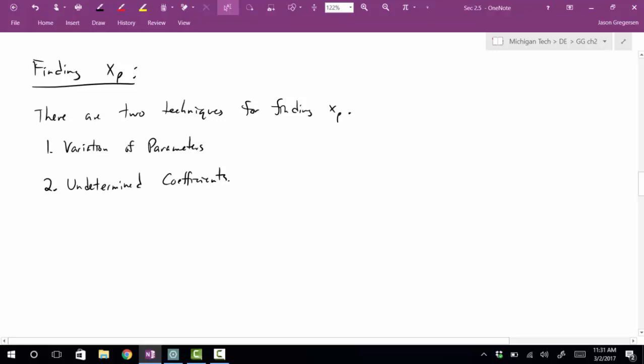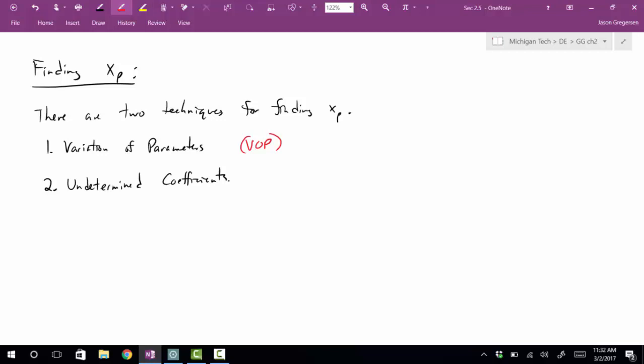We're going to learn two techniques for finding xp. The first one is variation of parameters, sometimes abbreviated as VOP. And the other method is undetermined coefficients. First one we'll talk about is variation of parameters. This is a very general approach. It will work with most differential equations. There's not going to be any restrictions on it. It's a little bit hard. It's a little challenging to get through it. But it's very versatile, very powerful.